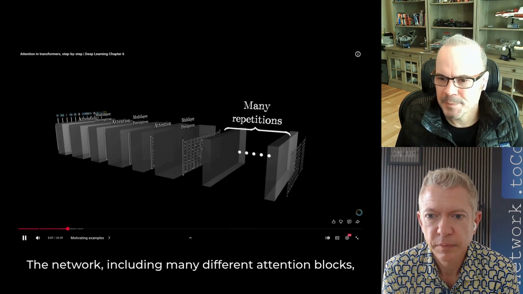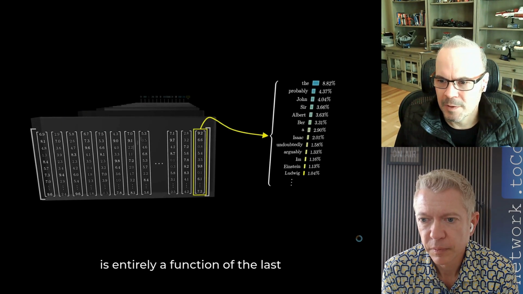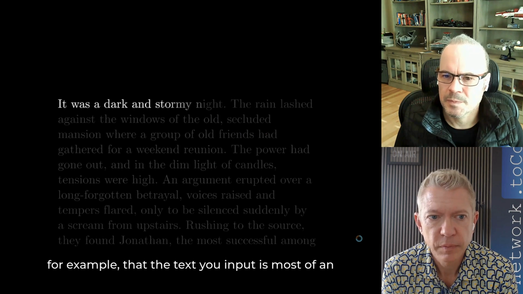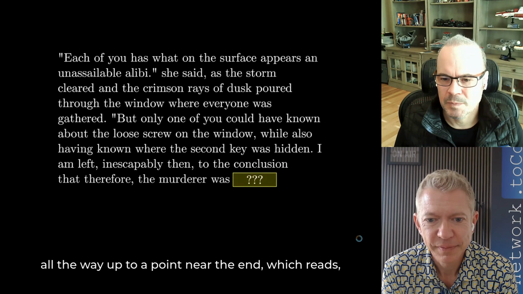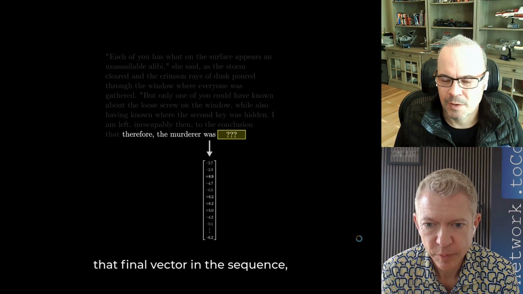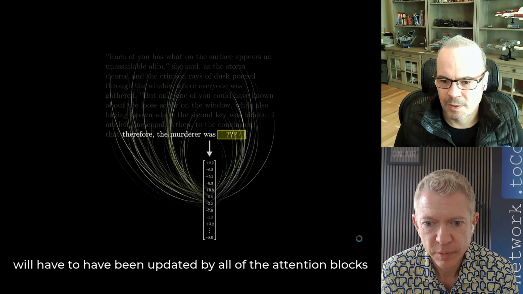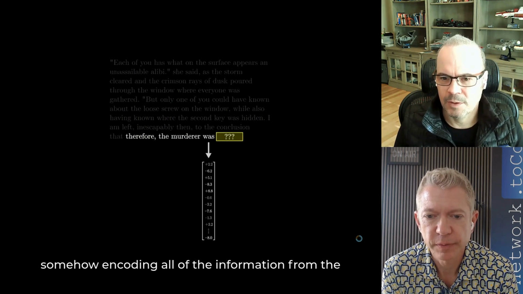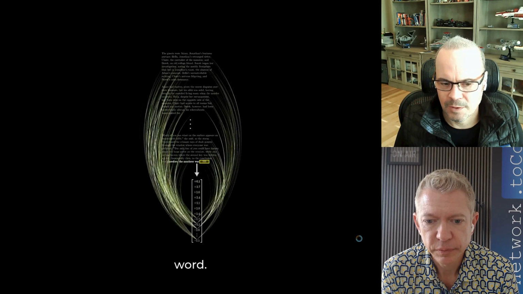The network, including many different attention blocks, the computation that you perform to produce a prediction of the next token is entirely a function of the last vector in the sequence. So imagine, for example, that the text you input is most of an entire mystery novel, all the way up to a point near the end, which reads, "Therefore the murderer was." If the model's going to accurately predict the next word, that final vector in the sequence, which began its life simply embedding the word was, will have to have been updated by all of the attention blocks to represent much, much more than any individual word, somehow encoding all of the information from the full context window that's relevant to predicting the next word.